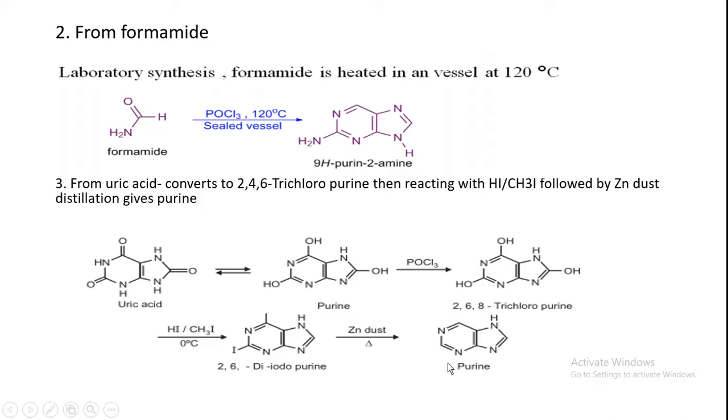Then you react that with HI and CH3I at 0 degrees Celsius. So 2,6-diiodopurine will form. This is iodine, so iodine will be there. Then you do zinc dust distillation and you will get purine.